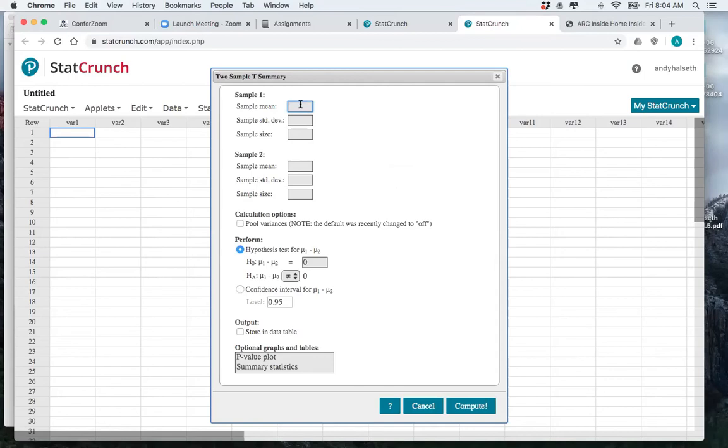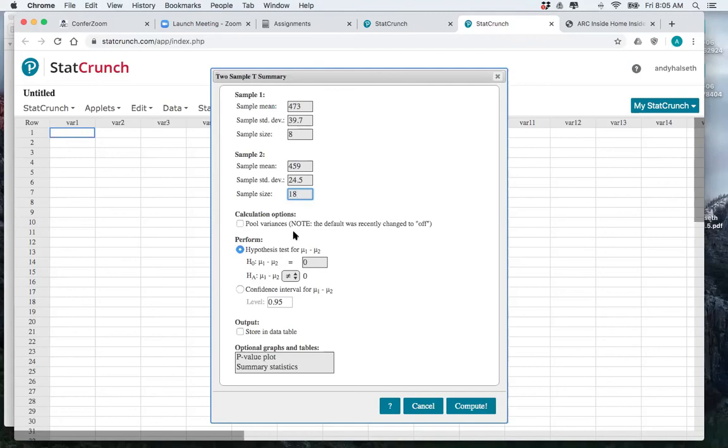So sample 1 is the teacher 1. I got 473. Sample standard deviation 39.7. And sample size is 8. So the other one, 459. 24.5. Sample size is 18. Okay. And then notice here, pool variances. Right? If the populations are equal, you click that. If the population variances are not equal, you don't click it. So here, they're not equal, we're not going to click it.